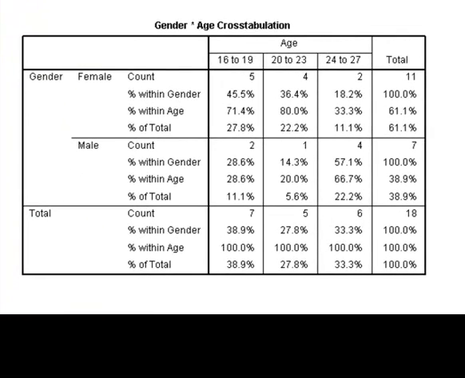SPSS will then provide us with the Gender by Age crosstab with both the count and percentage information. When you add percentages to a crosstab, it can get a bit difficult to read, so it's worth spending a bit of time covering how to read this table. As you can see, we still have gender in the row position and age in the column position. However, this time we also have percentages within gender, age, and total.